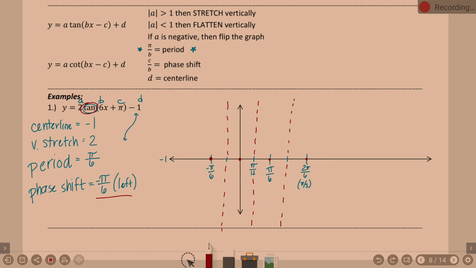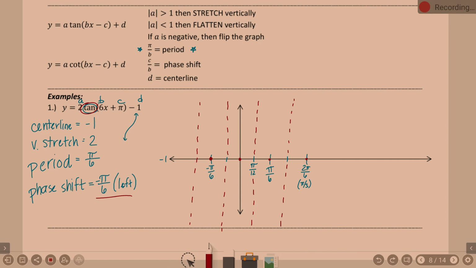Now, you could put in asymptotes on either end if you want. Because technically, what happens if I go left of negative pi over 6? There would be an asymptote, yes? Okay. You're ready to draw your graph at this point.